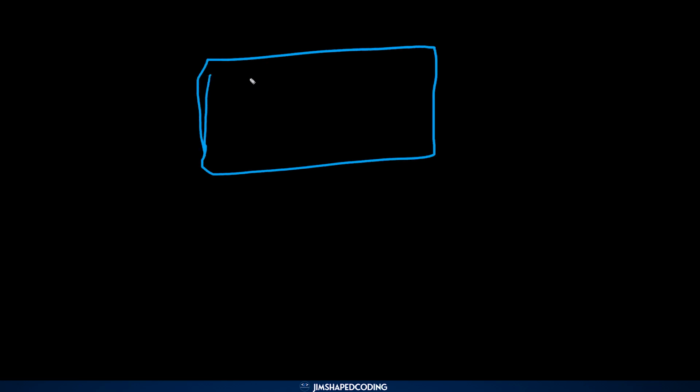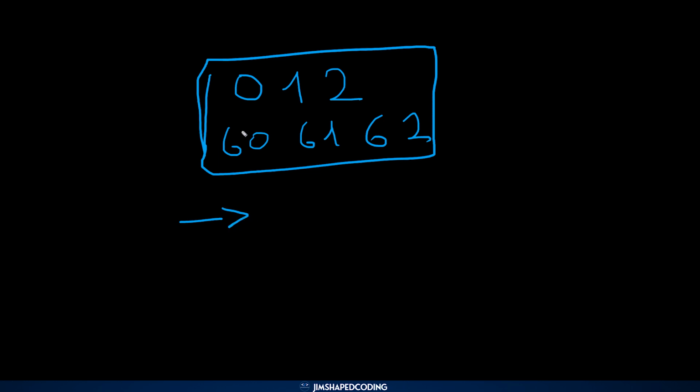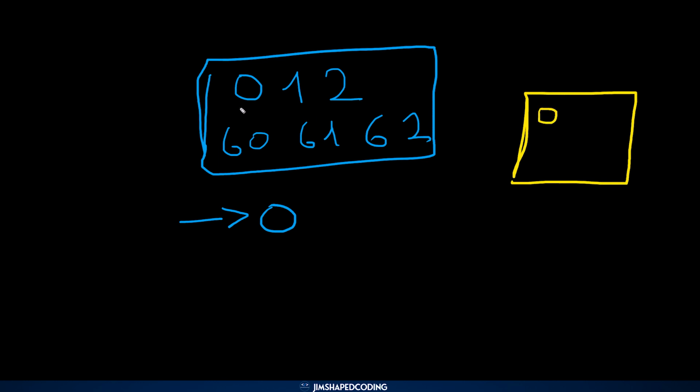Okay, so let's see how we want to do this. We have a list here that includes 0, 1, 2, 60, 61, 62, right? And we want to iterate over those values. So here we start an iteration. At first we have this 0. Now I'm saying, okay, let's create a separate list here and add the 0 here. This is the first step in the iteration, the first value that we iterate.